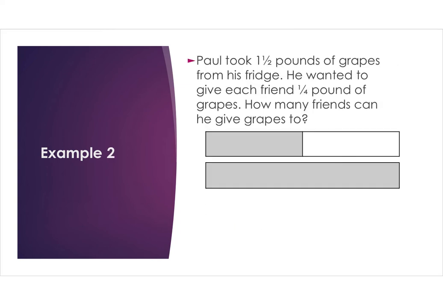Paul took 1 1/2 pounds of grapes from his fridge. He wanted to give each friend 1/4 of a pound of grapes. How many friends can he give grapes to?